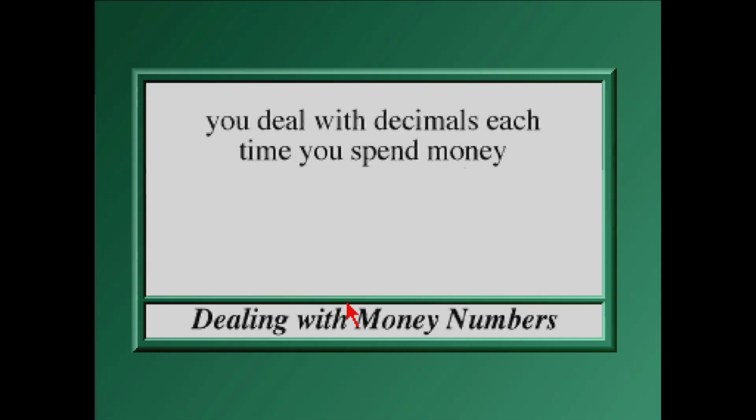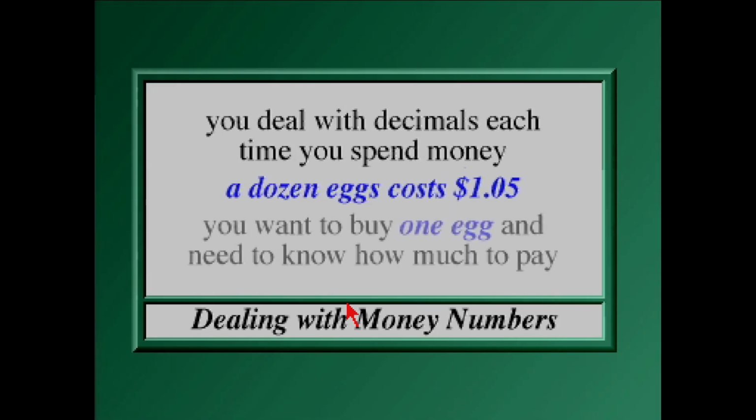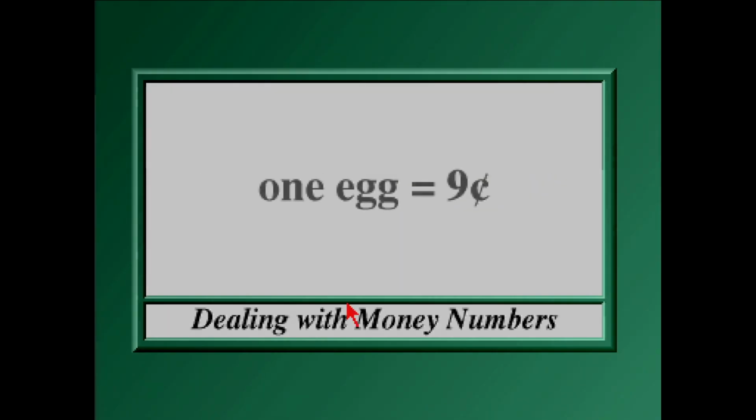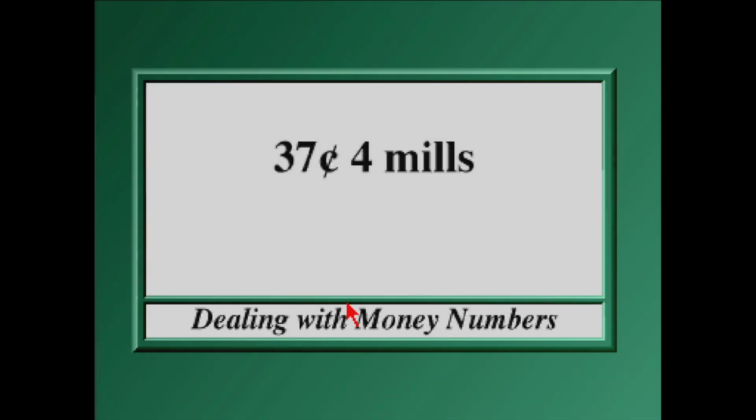You deal with decimals each time you spend money. Suppose a dozen eggs costs $1.05. You want to buy 1 egg but need to know what to pay. First, divide $1.05 by 12. The cost of 1 egg becomes 8 cents 8 1/3 mills. Since you add a cent if the mills are equal to or greater than 5, the price of 1 egg becomes 9 cents.